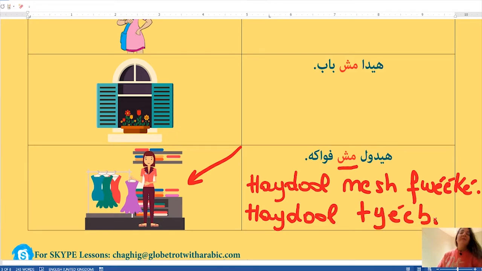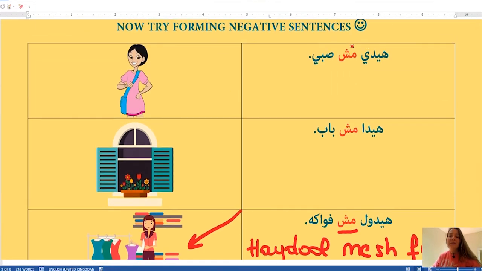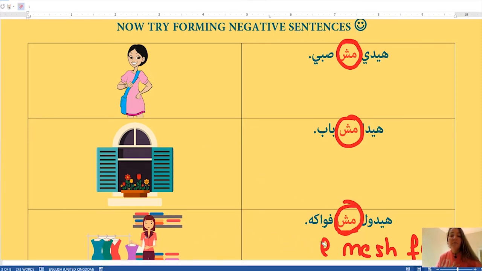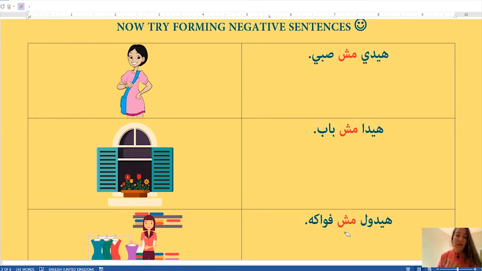So this is one way of making sentences negative by using mish. But something here that I should tell you about is that you shouldn't confuse mish with ma. Ma is when we want to make verbs negative, whereas mish is when we want to make nouns and adjectives negative, okay? But we can also use mish with two verb forms. I'm gonna tell you in a bit, okay? For now, memorize that we use mish in front of nouns and in front of adjectives, okay?